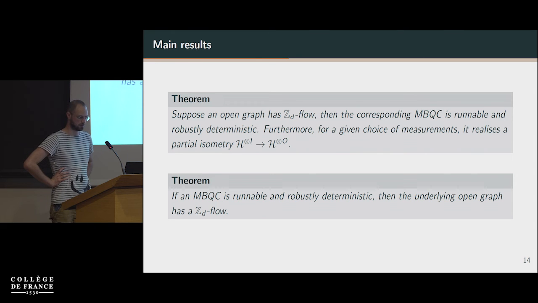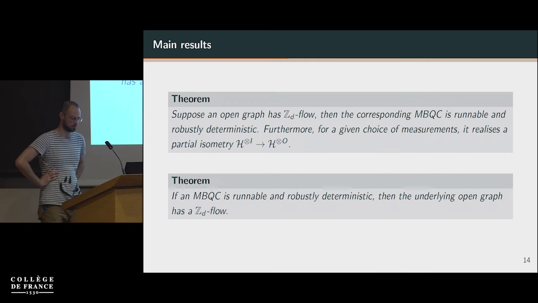If an MBQC is therefore runnable and robustly deterministic, then it has an underlying open graph, and this underlying open graph has a ZD flow. So we can essentially say that in the setting of these measurement patterns that I described, for prime dimensions, MBQCs are robustly deterministic if and only if they have a ZD flow. So the converse of the converse theorem is a considerably harder theorem to prove.